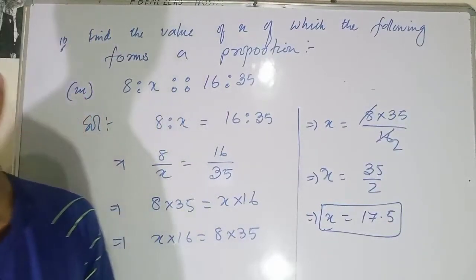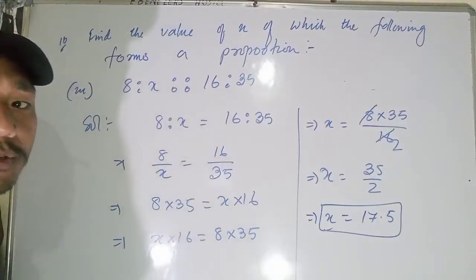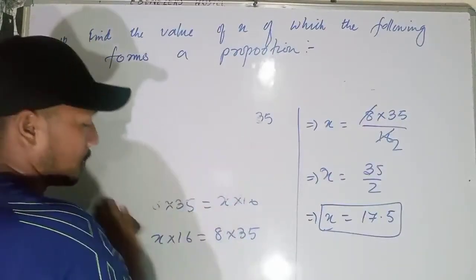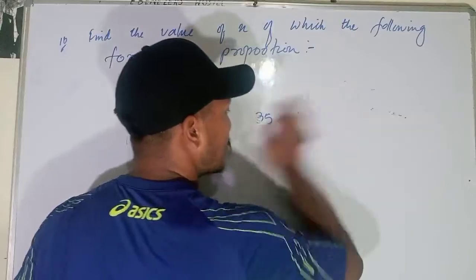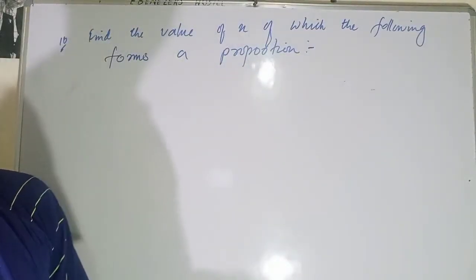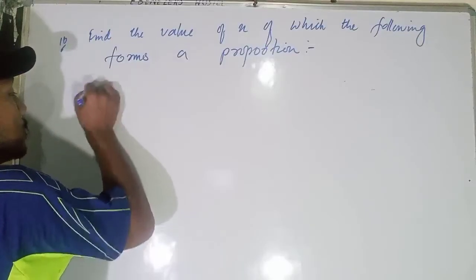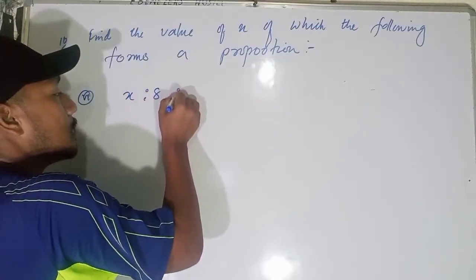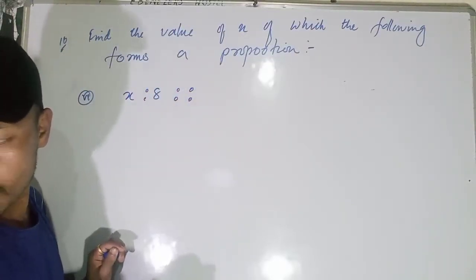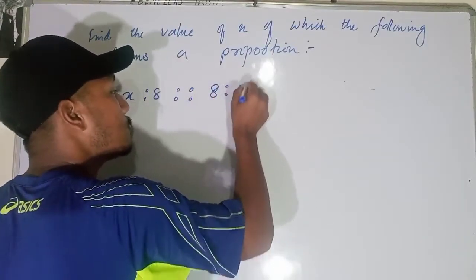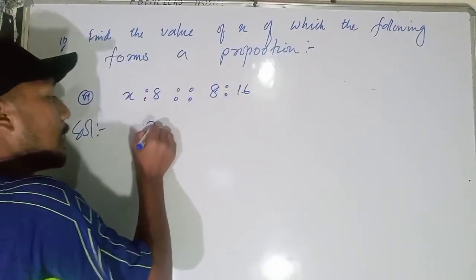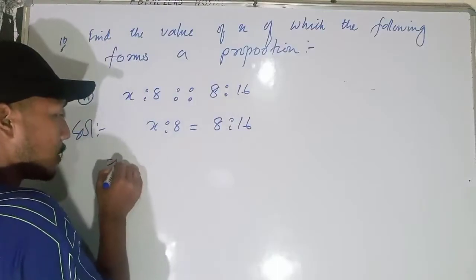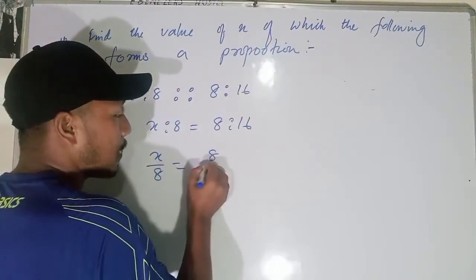Okay, so one more question, that is question number 6. Please note it down, copy it. x is to 8 is to 8 is to 16. Same thing here. Solution: they are in proportion, that means x is to 8 is equal to 8 is to 16. So if I write this, x by 8 is equal to 8 by 16.